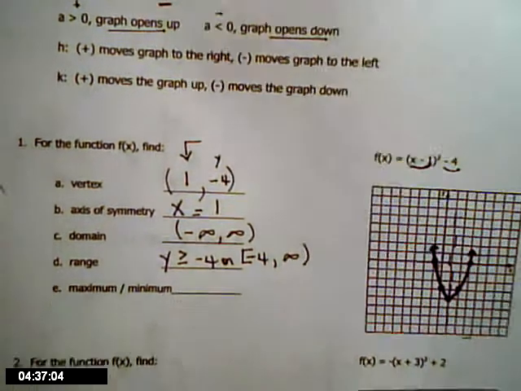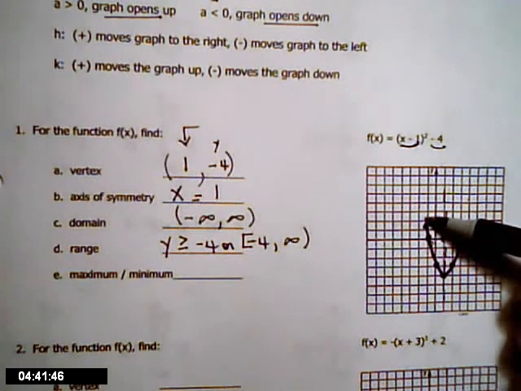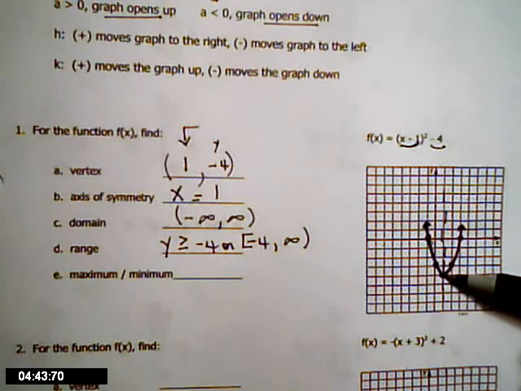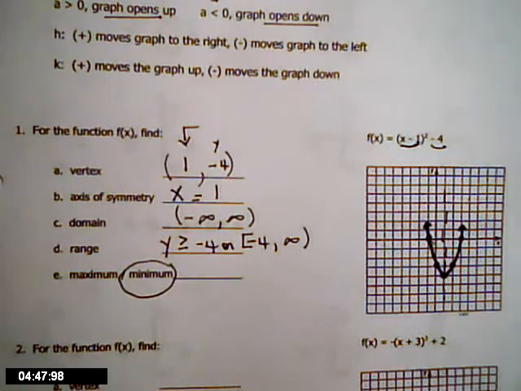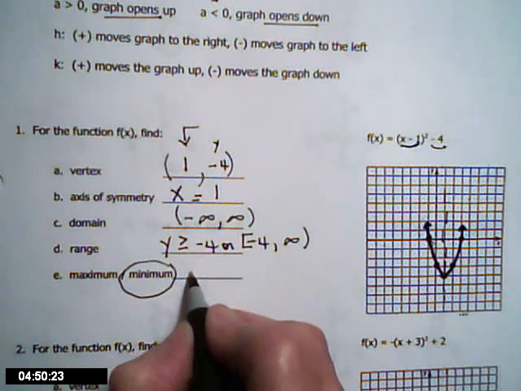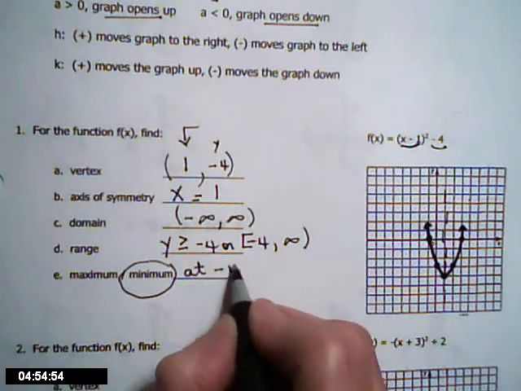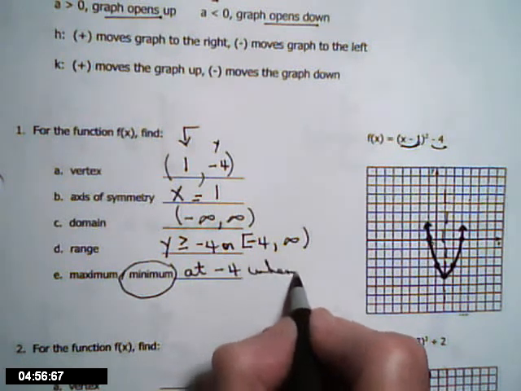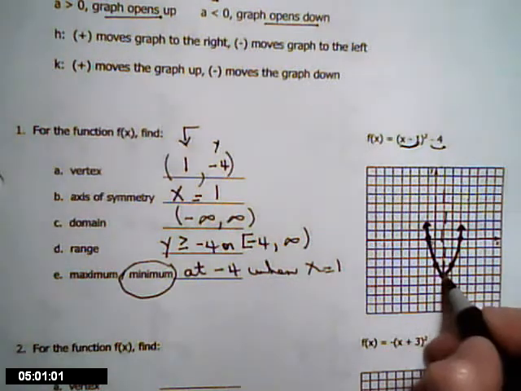Now, your problems will say, do you have a maximum or a minimum? If you look, this graph has a low point. This is the lowest point. That's called a minimum. Now, this is the way they'll ask you this in some cases. The minimum is at what y value? Well, it's negative 4. And that occurs when x equals 1. So here is the minimum point.